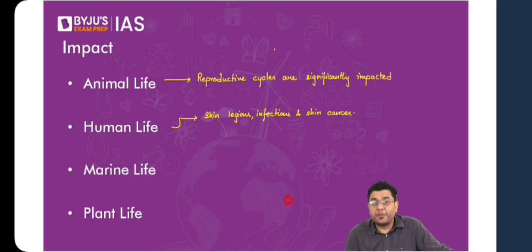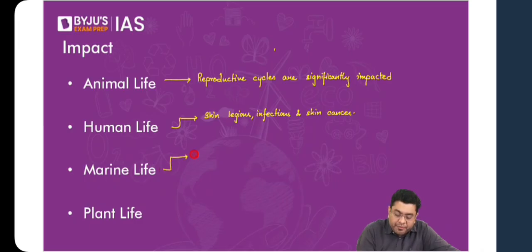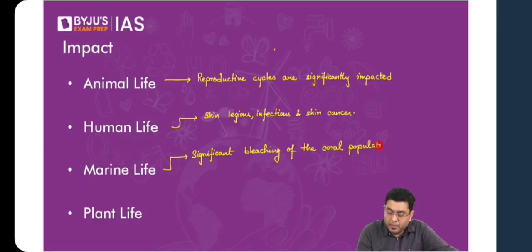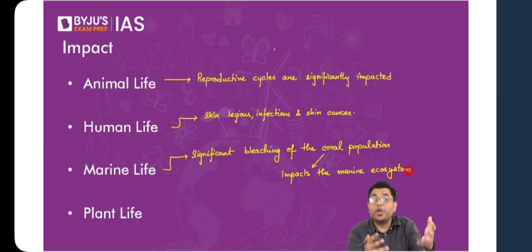Okay, then what about marine life? In marine life, due to overexposure to ultraviolet rays, the coral reefs undergo bleaching. Their ability to synthesize calcium carbonate and form that calcium carbonate exoskeleton is damaged. Their mutualistic relationship with zooxanthellae is damaged, because when they are exposed to UV rays, they start expelling a significant amount of zooxanthellae. So that leads to coral bleaching of the coral population, and that ends up impacting the marine ecosystem.